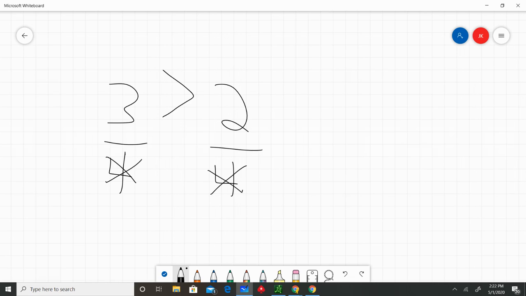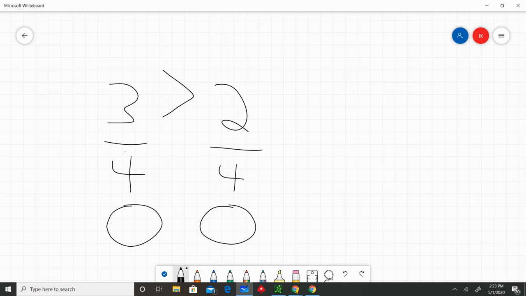Another thing we can do is make a model. Let's take our 3/4 and 2/4 and see if that stays the same. I'm going to make a circle here and a circle here, and break them up into 4 equal parts, because my denominator is telling me how many parts are in the whole. I'll color in 3 parts here and 2 parts here. By using a model as another strategy, I again can see that 3/4 is greater than 2/4.